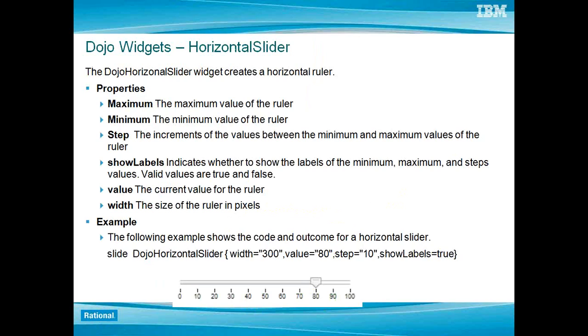And if we move forward, then we have the Dojo horizontal slider, through which we can have a slider type of widget available, through which we can increment and decrement values.